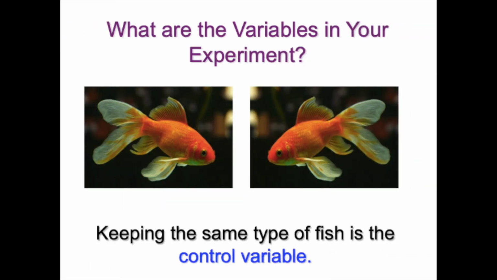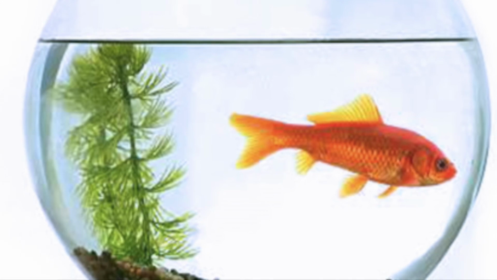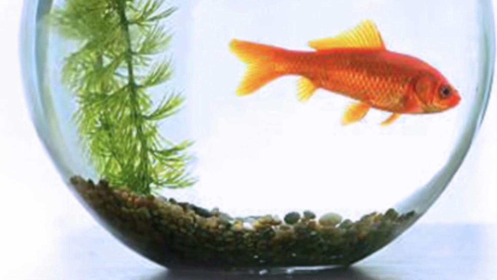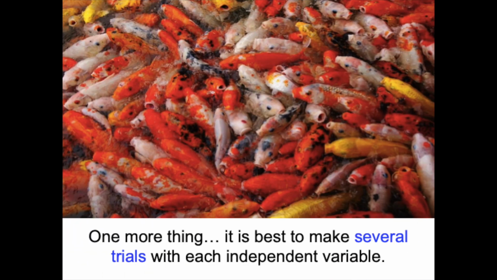So, as far as your variables go, what's the control variable? Well, one of them is that you need to keep the same type of fish in both containers. Along with the same type of fish, you also need the exact same environment, the same size bowl, the same type of water, the same type of rocks, the same temperature. And one more thing, it's best to make several trials with each independent variable. That's right, you need to do it over and over and over again. The more data, the better.